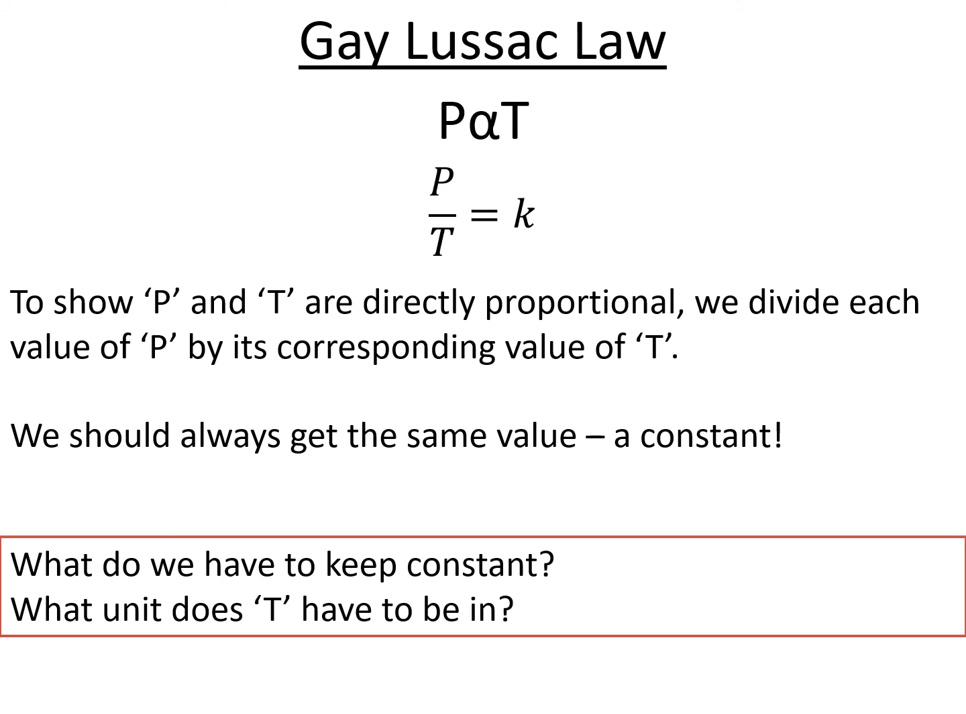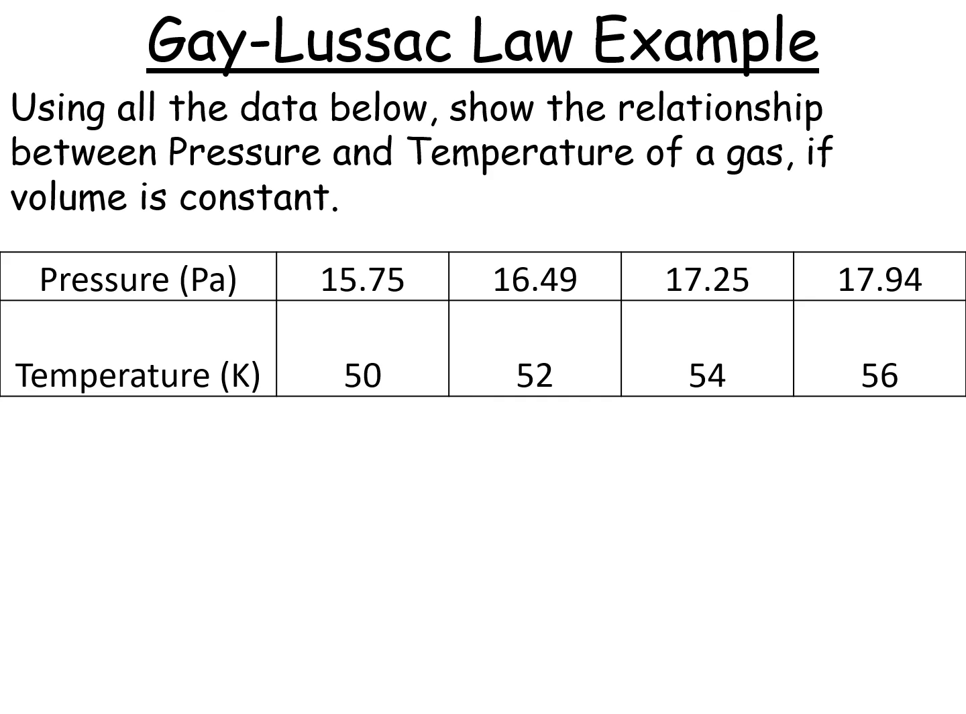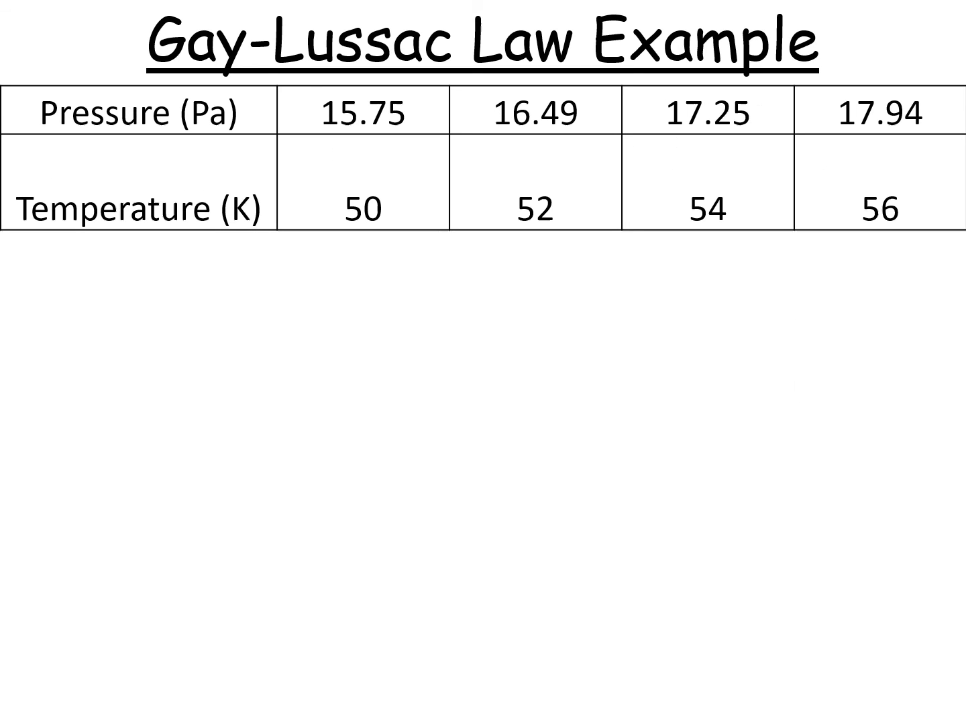Now, we can use this trick again of using P over T equal to K to show that pressure and temperature are proportional even if we don't have the graph. So let's look at an example of this on the next slide. So here's an example where we're given 4 data points for a pressure temperature experiment, and we have to show using all the data that pressure and temperature are proportional. So we write down a relationship, P over T is equal to K.